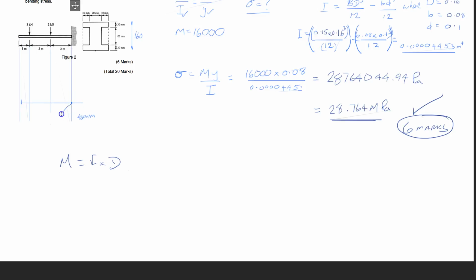Still don't know how to do that. 4,000. 3,000 times 4, 12,000. But we're already at 4,000, so it takes us down to a further 16,000. And then our last point of significance, there's no force, so it's 0 times 5, which is 0, so it brings us back up to 0. So that's our bending moment diagram, and it so happens that our maximum bending moment is 16,000. So there we have it. That's how I got that M for 16,000.